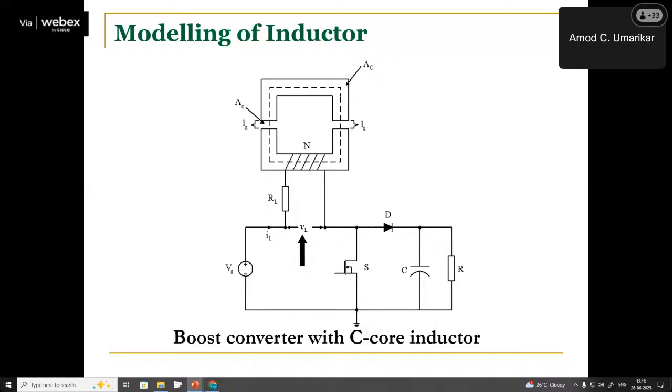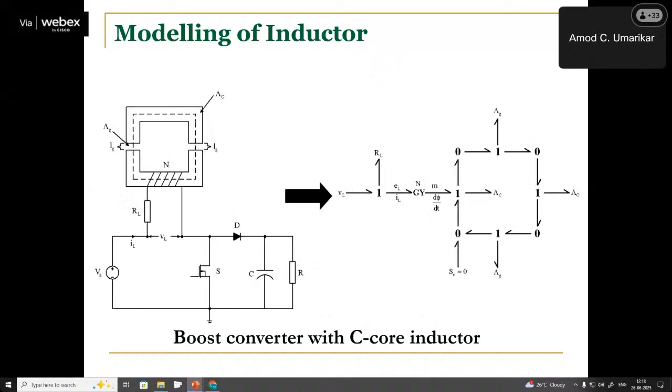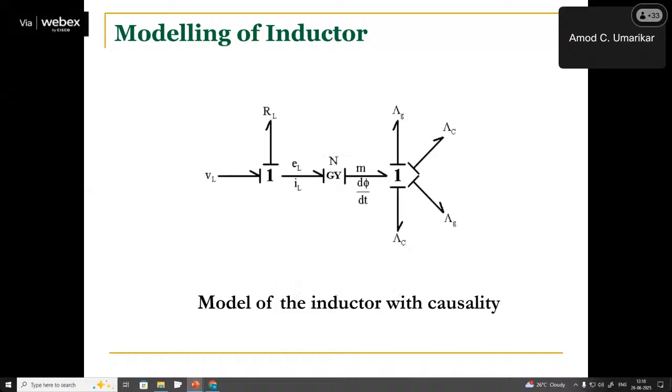So let's say modeling of an inductor, right? A boost converter with a C core inductor. You can see here there is a gyrator, and you can model the inside of the magnetic component. If I take this as a linear capacitance, I can also take it as a non-linear capacitance, which can include the hysteresis effect. So this is the model of the inductor with causality.